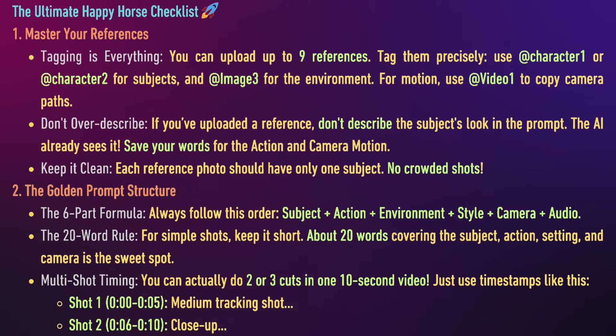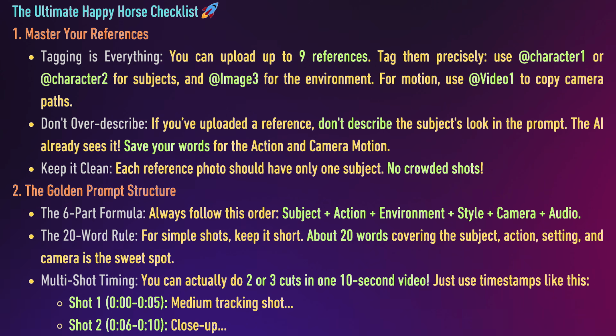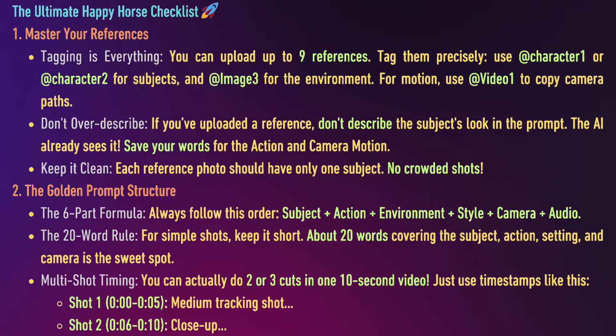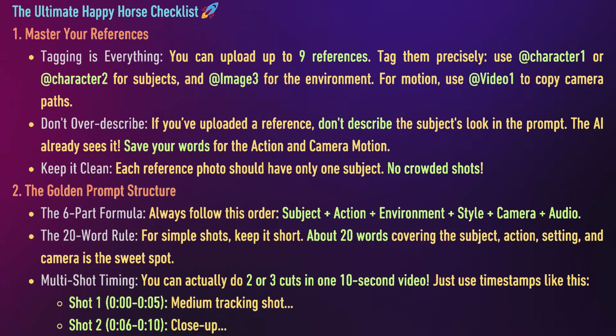2. The prompt formula. Always follow the 6-part formula: subject, action, environment, style, camera, and audio. For simple shots, keep it under 20 words. If you want cuts, just use timestamps to tell the AI when to switch shots.